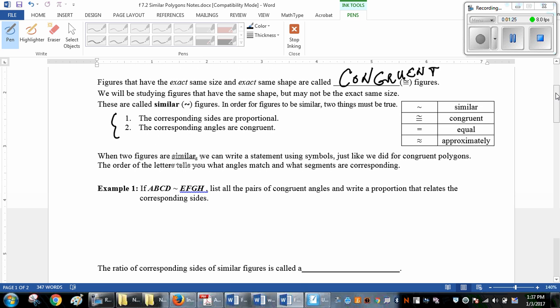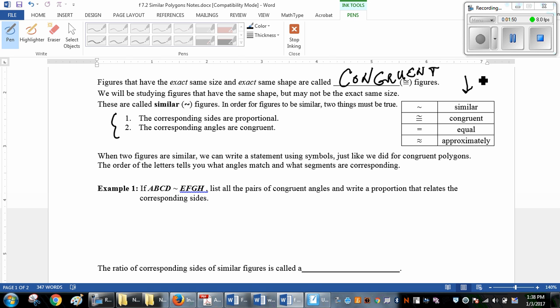Now, if you look over here at this table on the side, we have symbols that go along with our words. So similar, we're going to use this little squiggle or this tilde. Congruence, we're going to use the equal sign with that same tilde, that squiggle over the top. Equal, we know. Approximately is like 2 squiggles. So when we write these statements, just like congruency, it's very important that we note the order they go in. So look at example 1.